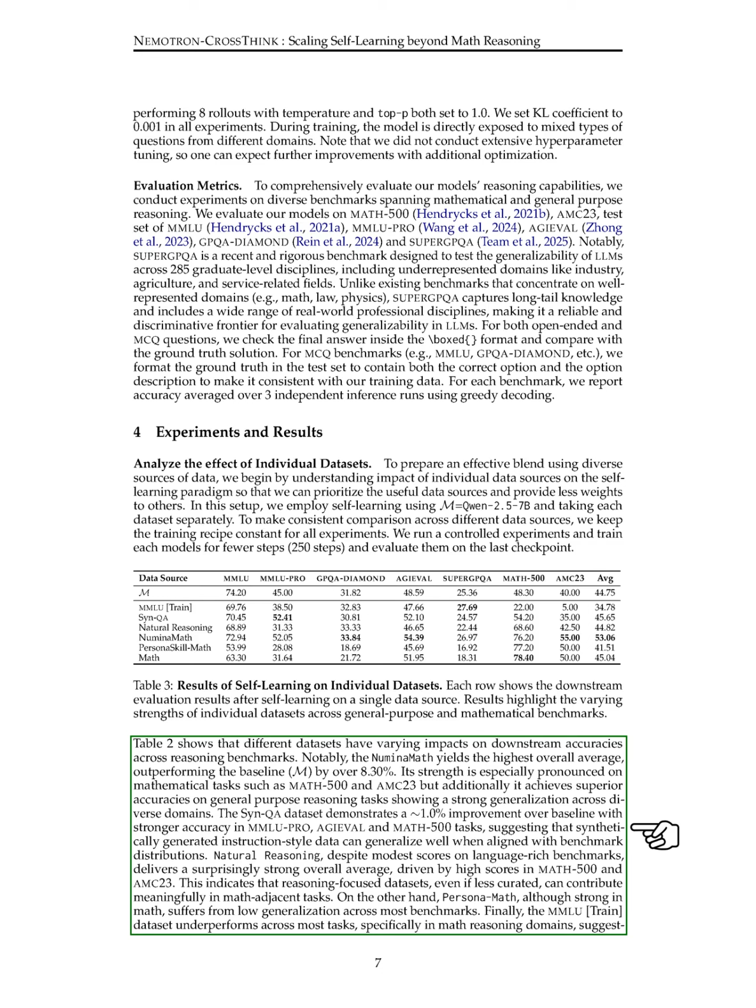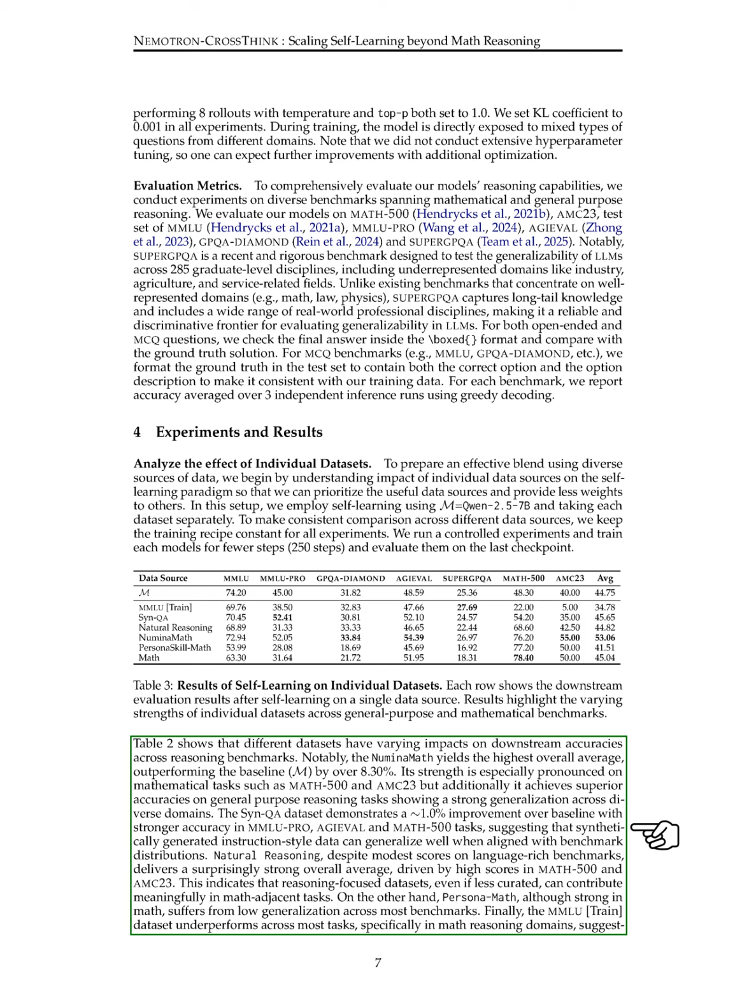The Numina Math dataset stands out, achieving the highest average accuracy and surpassing the baseline model by over 8.30%. It excels particularly in mathematical tasks like Math 500 and AMC 23, while also performing well in general reasoning tasks, indicating strong generalization. The SYN-QA dataset shows a slight improvement of about 1.0% over the baseline, with notable accuracy in MMLU Pro, AGIEval, and Math 500, suggesting that synthetic instruction style data can align well with benchmark distributions.